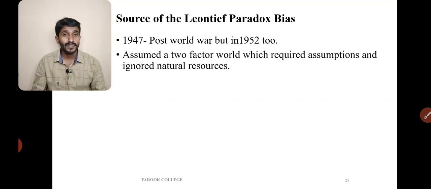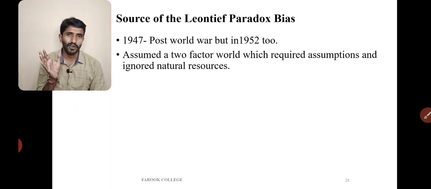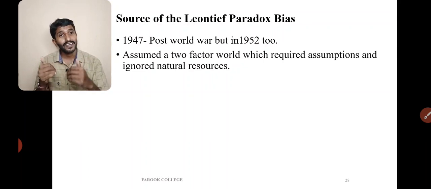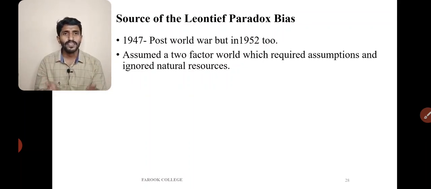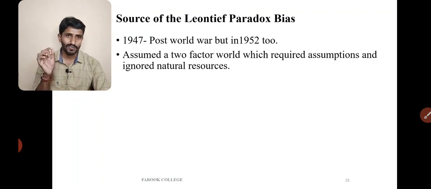Some of them explained it might be because he took the data of 1947, which is just the post World War period. So there might be some anomalies in the economy, and we can't take it as a normal year. So he considered that, and he made the analysis in 1952 also, but got the same results. So it is not because of the year, or just because of the post World War period.